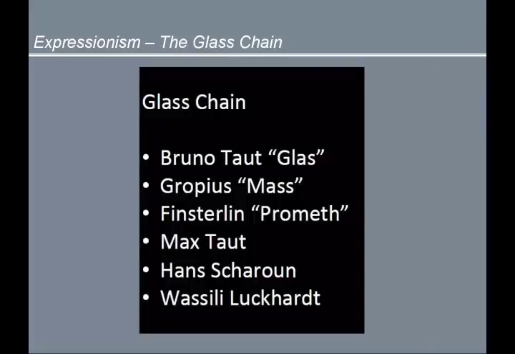One of the very interesting ideas to emerge out of early 20th century expressionism is this idea of the glass chain. The glass chain, it's also sometimes called the crystal chain, and it's also sometimes called the utopian correspondence, was essentially a chain letter that was written between November 1919 and December 1920. And it was a series of letters that passed between specific architects who formed the basis of Expressionist architecture in Germany. And it was started by an individual called Bruno Taut.